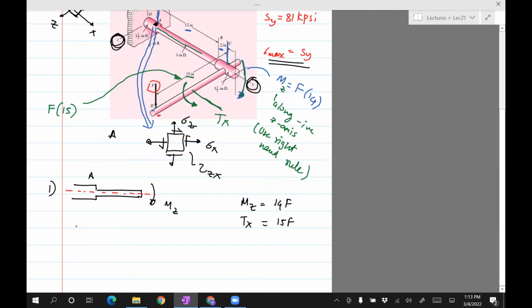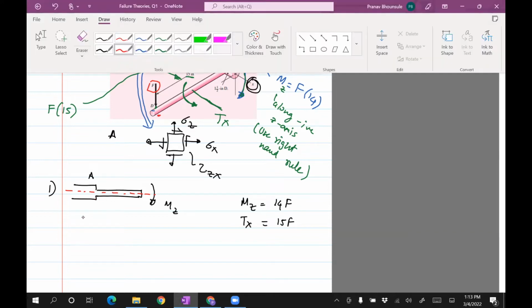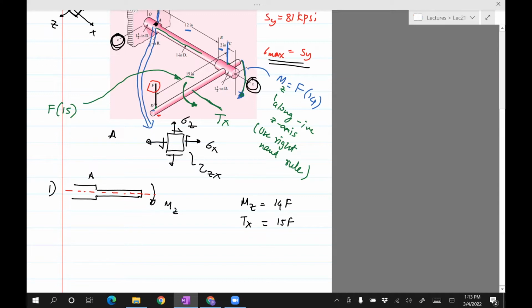So now we have to compute sigma. If you apply Mz, then the stress would be in the x direction, so sigma x. This is z, that's x. You're observing this from this side, seeing it this way, and that's the picture. X is along this direction, and z is along that.